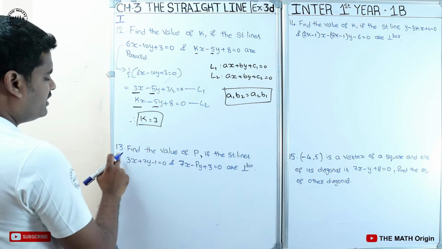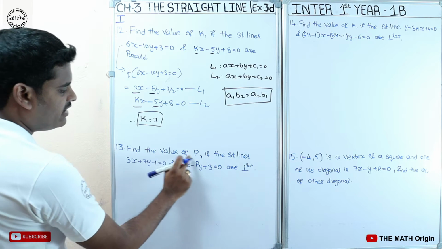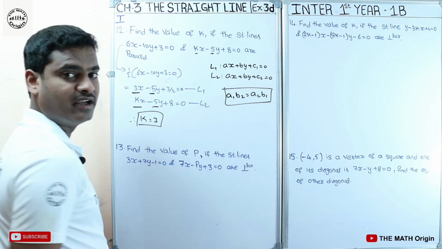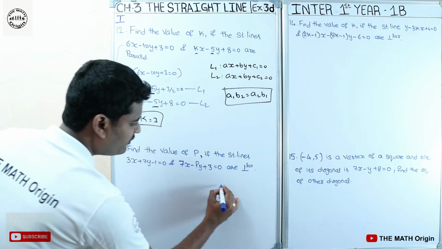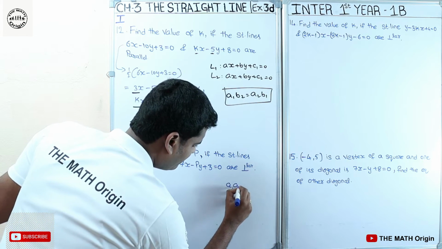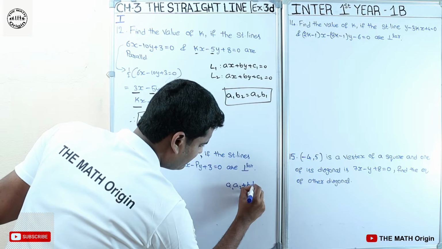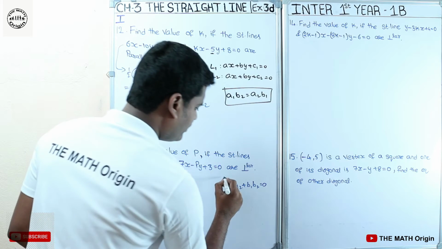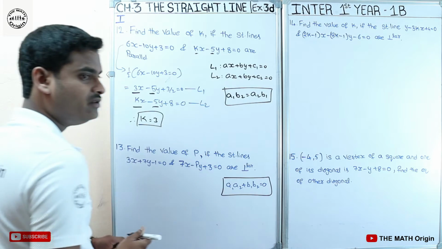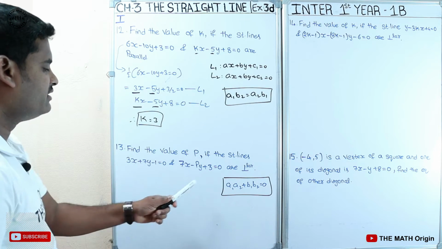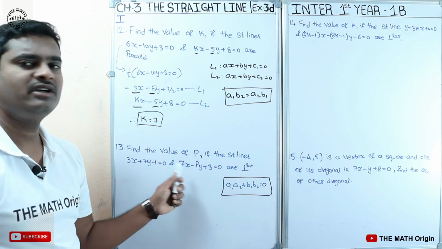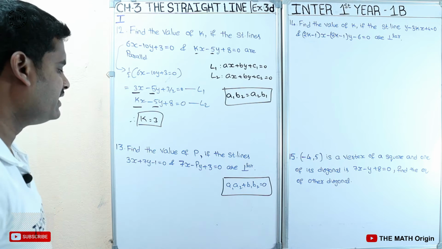Now the next question, the 13th one. Find the value of P if the straight lines L1 and L2 are perpendicular. For perpendicular lines we have a formula: A1 A2 plus B1 B2 equals to 0. This is also one of the important formulas which is used for finding values with respect to two given straight lines which are perpendicular.